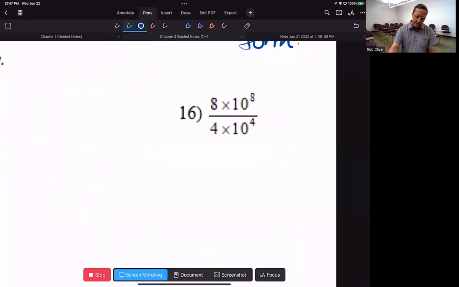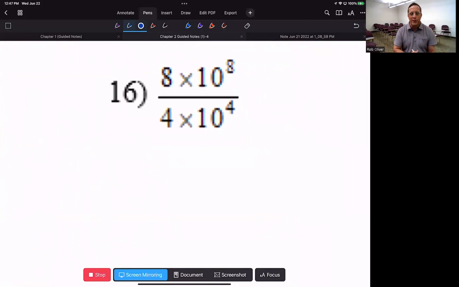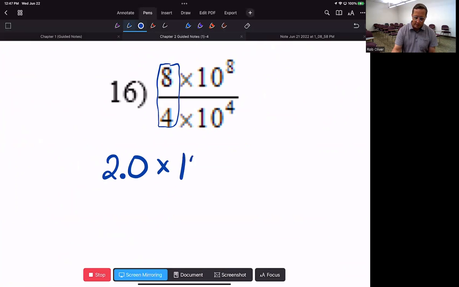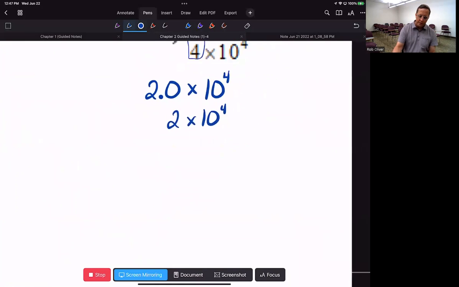All right, number 16. Now, when we do the division here, 8 divided by 4, that's 2. All right, so that comes out nicely. That's in scientific form. That's the way you need it to be, at least. And then let's apply the quotient rule to the exponent. So we're going to subtract 8 minus 4, and that makes 4. So 2.0 times 10 to the 4th. You don't have to write it that way. You can write it like this. Either way is fine.